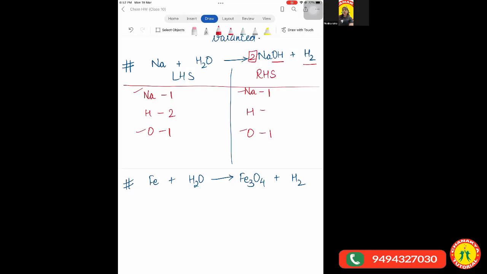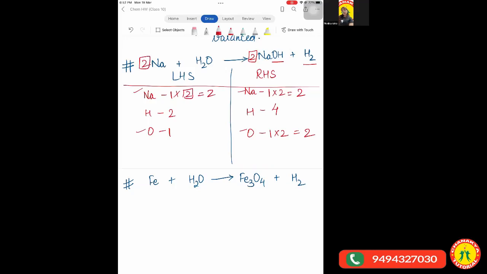Now the total number of hydrogen becomes how many? 4. Sodiums become how many after the multiplication by 2? 2 and 2. Now we will balance it, we will equalize with the LHS. Sodium on the RHS is 2, so we have to multiply the sodium by 2 to make them equal. So we multiplied by 2.